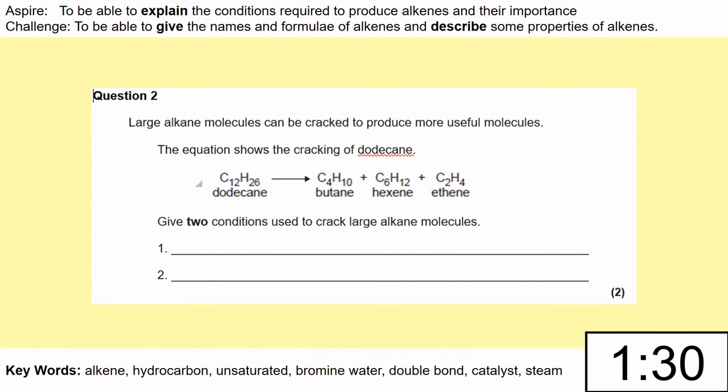Okay, question 2. Large alkane molecules can be cracked to produce more useful molecules. So the equation shows the cracking of duodecane, and it gives you the chemical formulas of duodecane and all of the products. Give 2 conditions used to crack large alkane molecules.